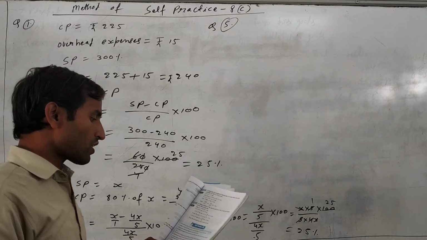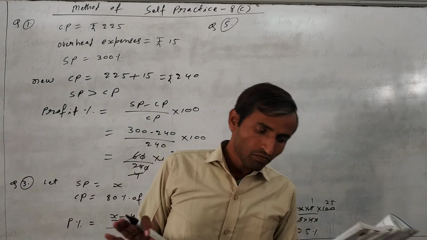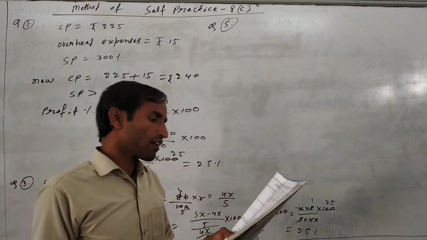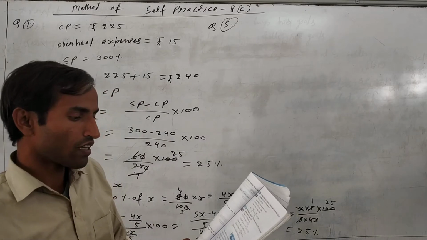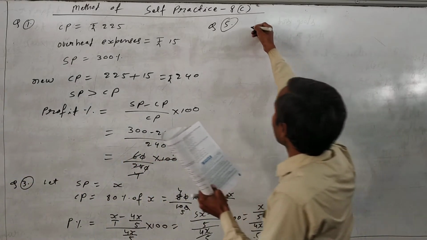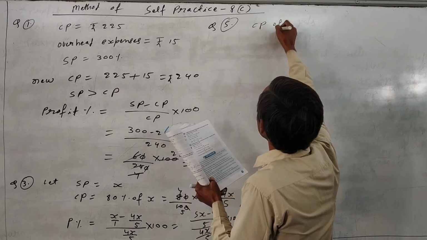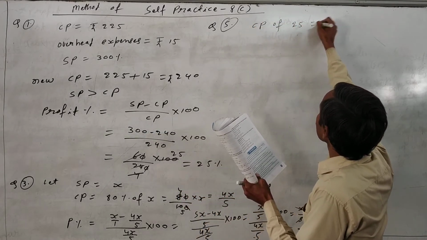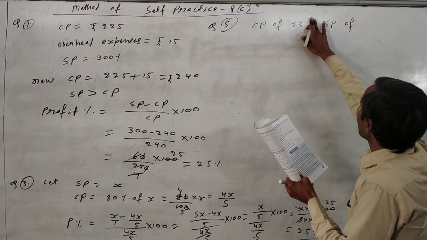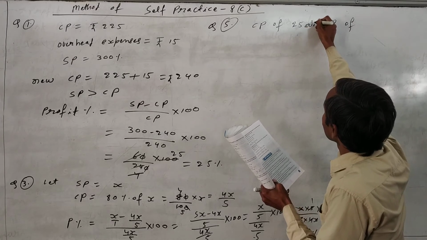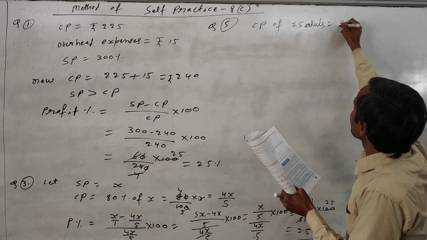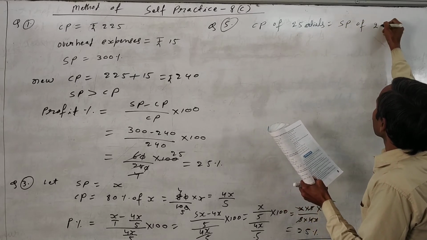So again in this question there is no selling price and cost price given here. Only the number of articles is given, how many articles we have purchased and sold. So here the cost of 25 articles is CP of 25 articles. CP of 25 articles is equal to SP of 20 articles.